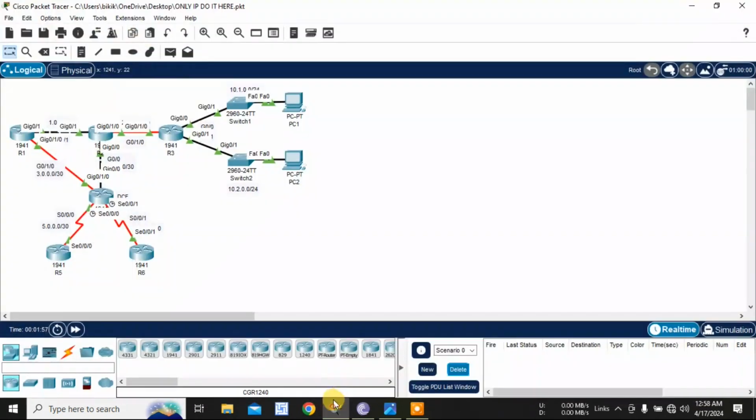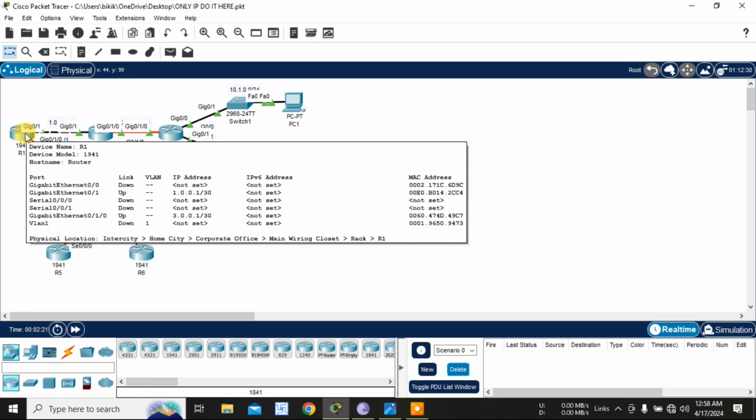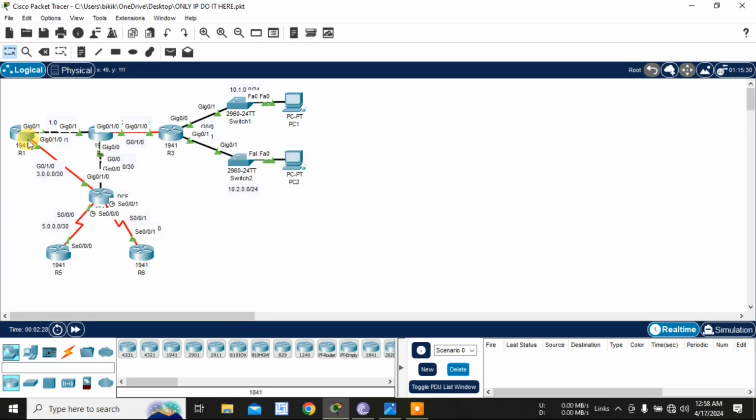First of all, I'll take the same diagram, and the most important thing is that I have provided the IP addresses in all the routers. Only the IP addresses are provided, as I can show you here. In this router the two interfaces are provided, gigabit 0/1 and gigabit 0/0, both with IPs.